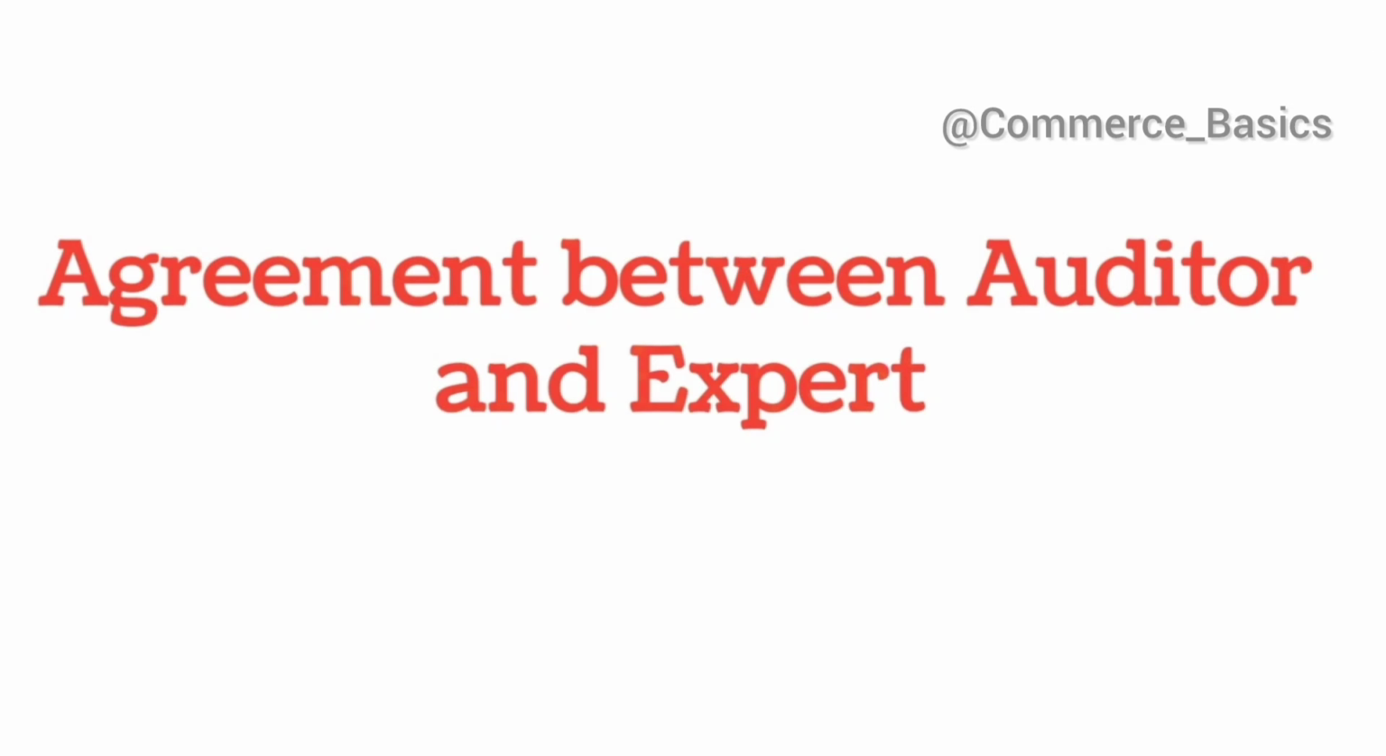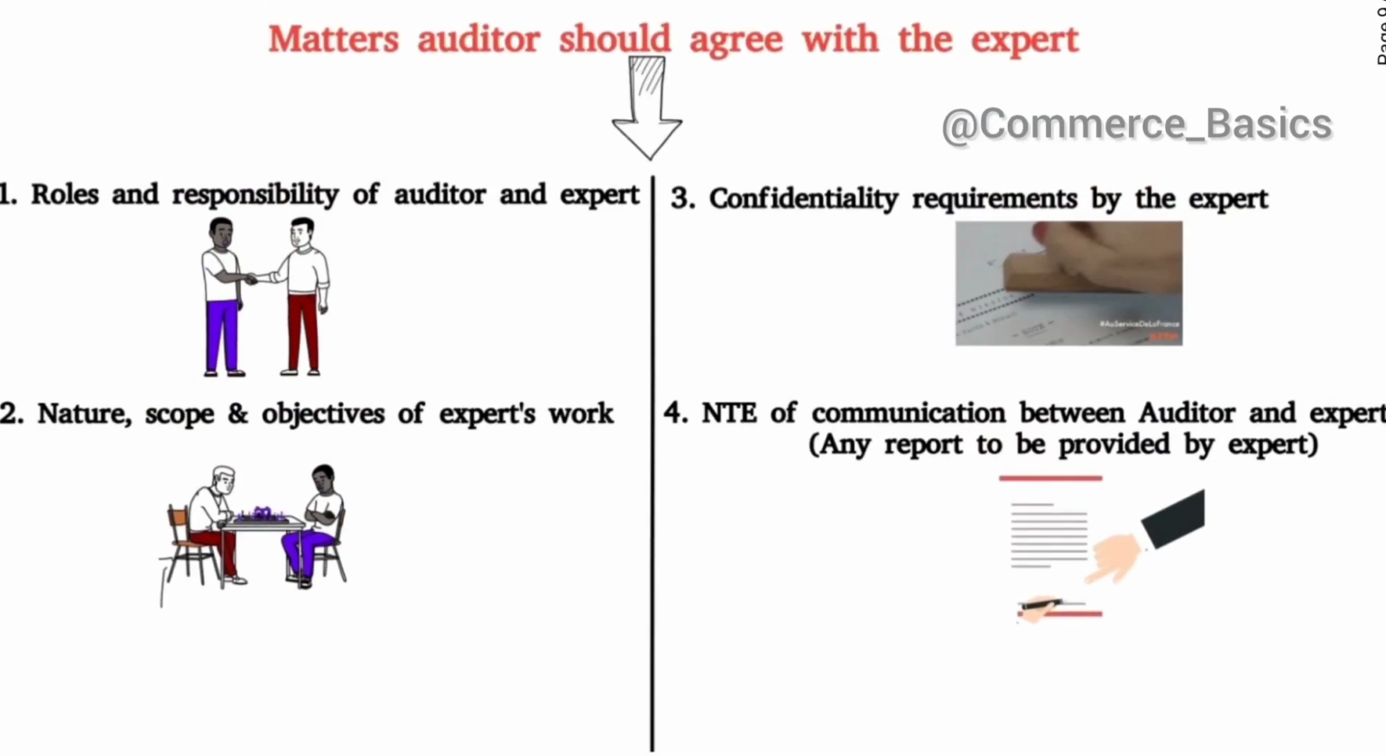Next, what are the matters that the auditor and expert should agree on? The first thing is roles and responsibilities. What are the roles of the auditor and what are the roles of the expert, they have to be very clear before the work begins. The second thing is the nature, scope, and objective of the expert's work, like how much work the expert has to do. If the auditor gives the work, whether the expert has to do 100% of the work, or the expert has to do a little work and the remaining the auditor will do. They have to agree on this between each other.